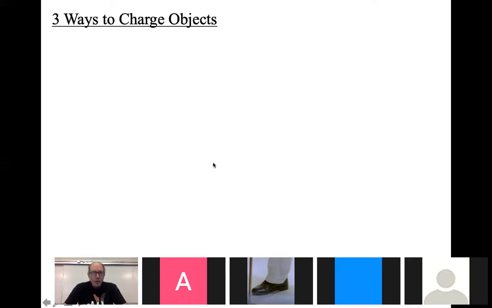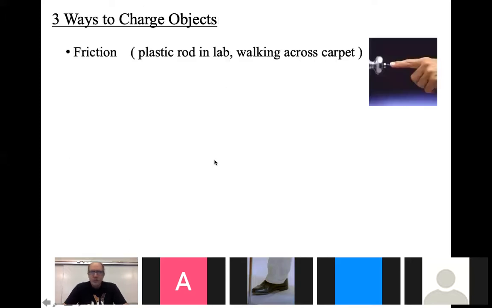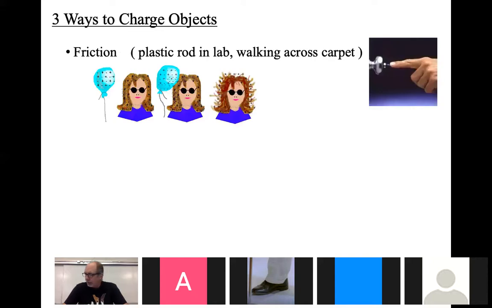Now, one way to charge an object is by friction. When I rub that plastic rod with fur, I literally ripped electrons off the fur, depositing them on the plastic. This is what happens when you walk across a carpet. You scuff your feet along the carpet, ripping electrons from the carpet and placing them on your body. You can get charged up to the point where if you try to touch a doorknob, you can get a spark. That's annoying. That hurts. And that's one way to charge an object.